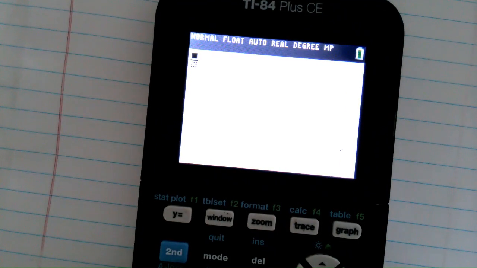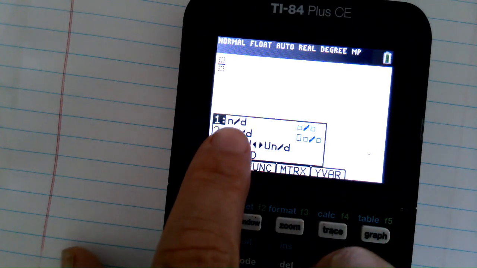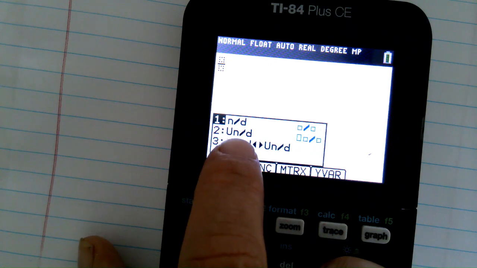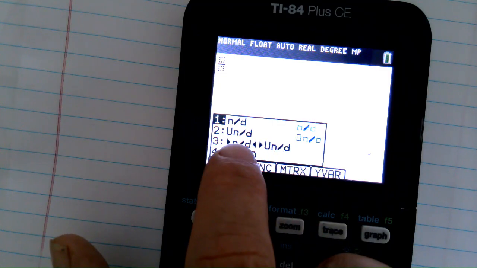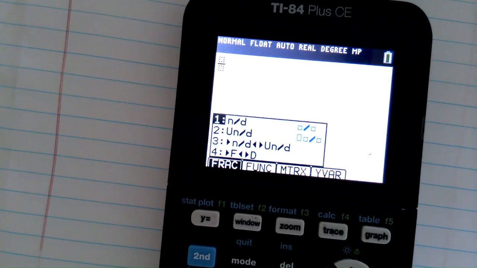The reason why I like the Y1 better is if I do that, I get a menu of numerator, denominator, mixed number. I can also change it from an improper to a mixed, or from a mixed to an improper, and I can also change it from fraction to decimal. I just have to choose menu 1, 2, 3, or 4. And to do that, I just type 1, 2, 3, 4, whatever number's next to it.